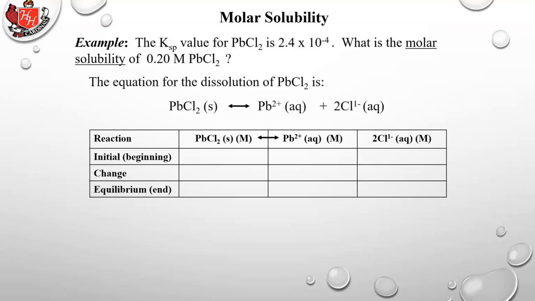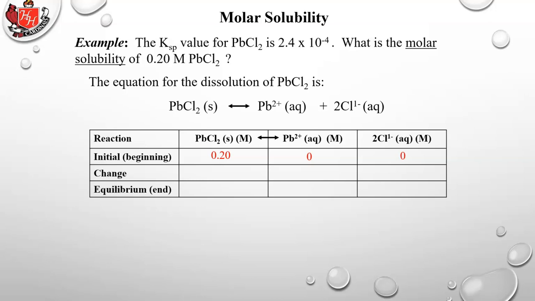So there's the equation. You have 2 chloride ions and 1 lead ion that come out of that. And so we're going to start with 0.2 molar, right? And that's how much you start with. We start with no lead and no chloride ions.